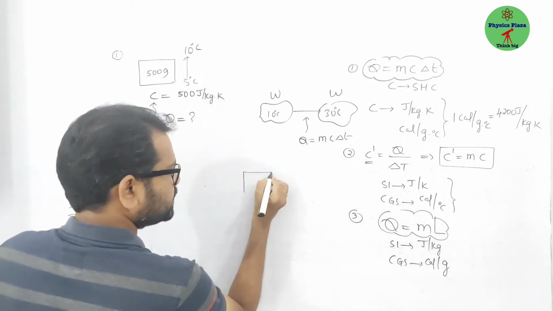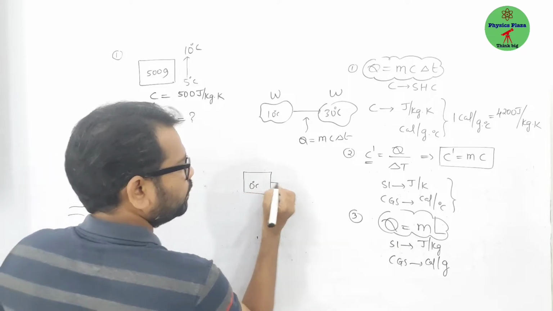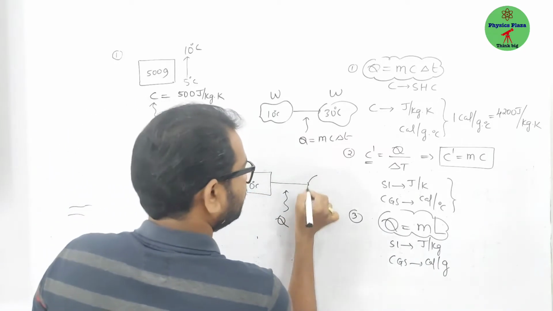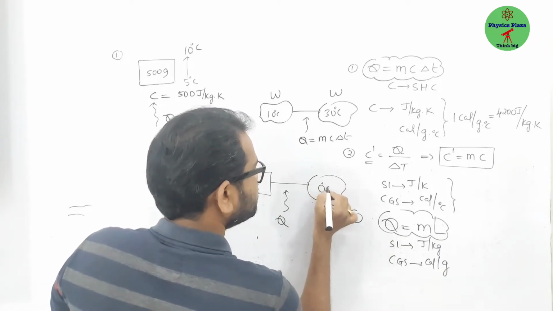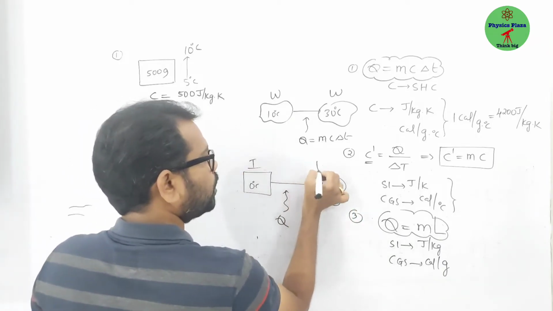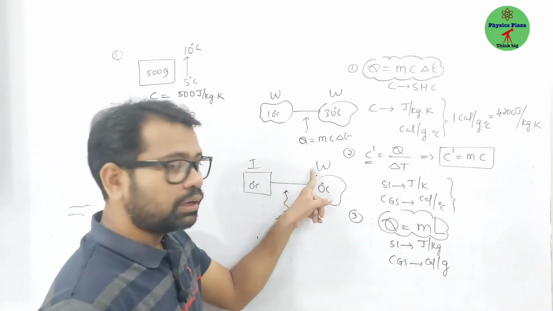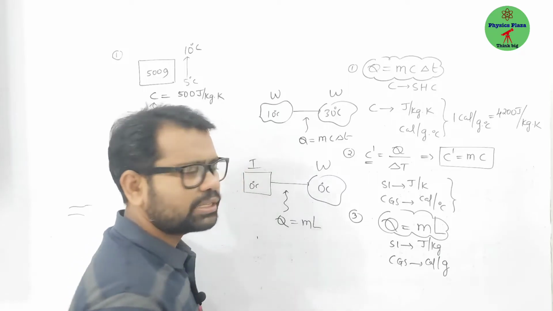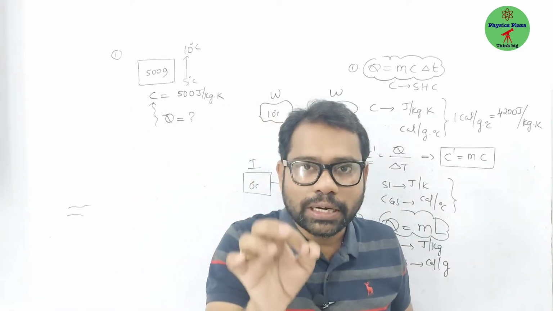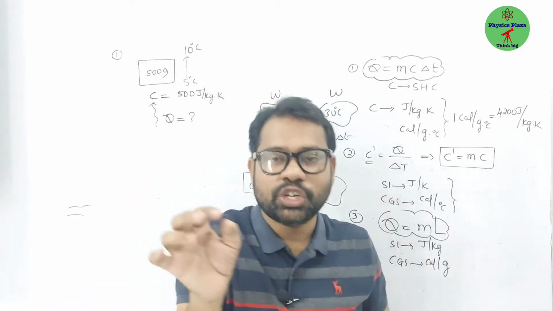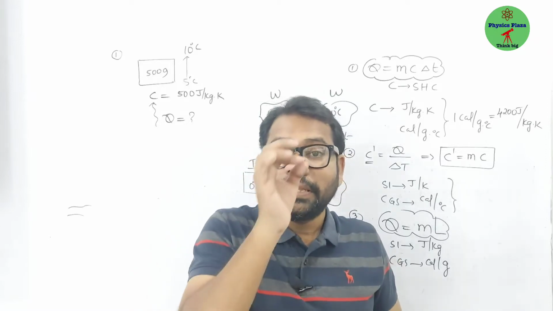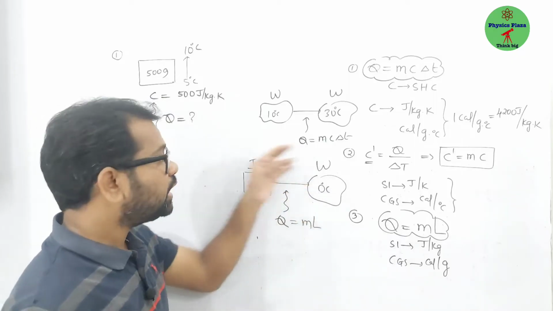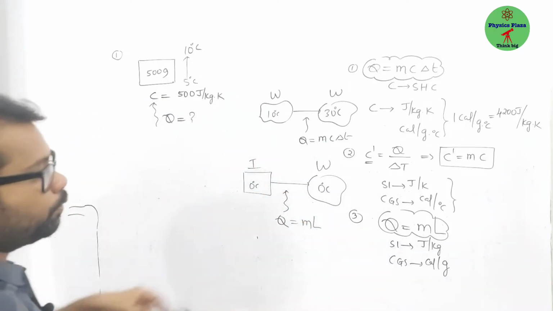Next case, here is ice at 0 degrees Celsius. We are providing heat, and it will convert into 0 degrees Celsius water. So it is ice to water, there is a change in state, but there is no change in temperature. Here you can apply mL. That's it. Very simple. Children, Q is equal to mc delta T when there is a change in temperature. Q is equal to mL when there is no change in temperature, rather there is a change in the state. So in that case we should use it. Okay, children, hope you got clarity.